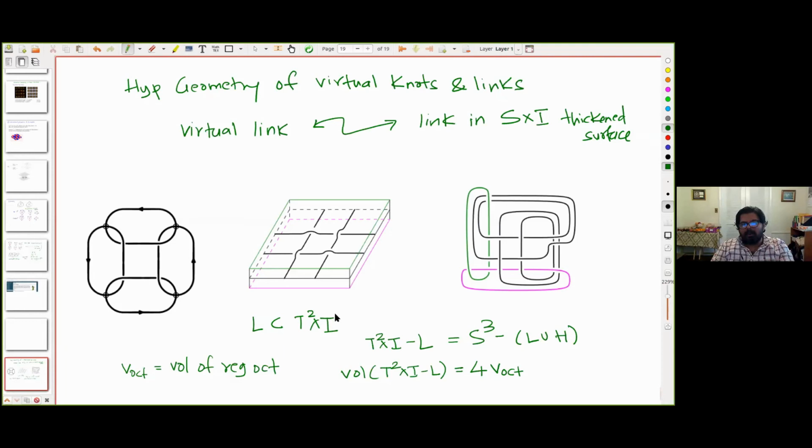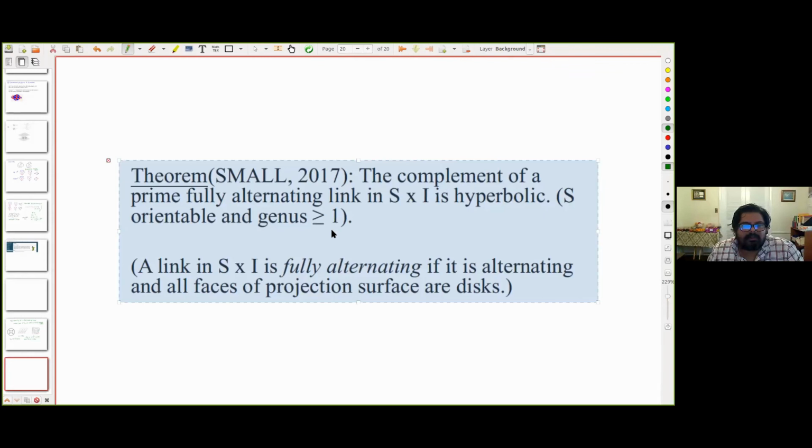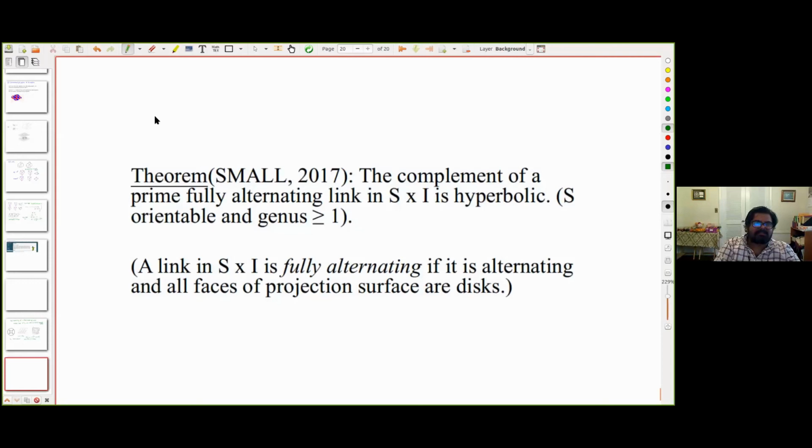This was done very recently. There are very interesting papers by Colin Adams, and simultaneously by... it's not just Colin Adams. This was done by Colin Adams and his REU group, research experience for undergraduates. This is what he calls SMALL. That's their group.